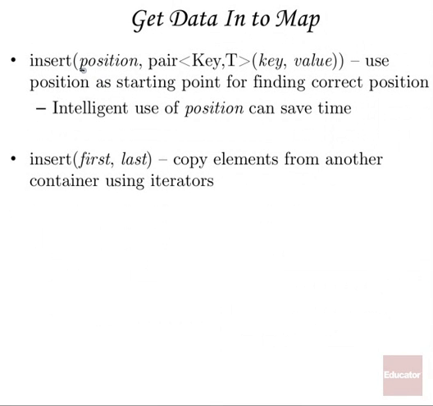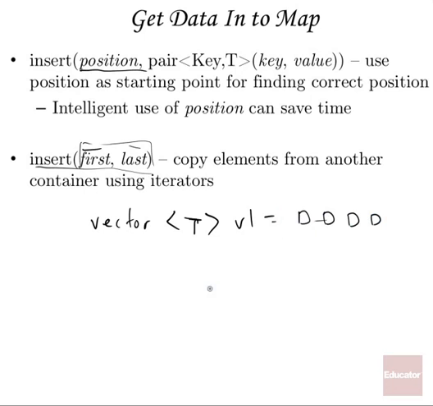Here again, we have a shortcut position that says, I think it should go roughly around here. And okay, we'll try and find it close to there. And of course, we have our iterators. We're going to copy from another container from the first iterator to the last iterator into this particular map. For example, if you had a vector of your type, let's call that v1, and you've loaded it up with a bunch of objects. Or let's not make it a vector because we don't know what the keys are for the vector. Let's say we have another map out there.